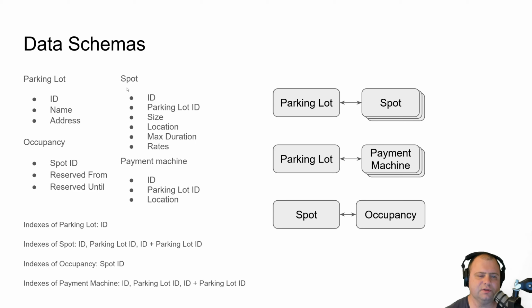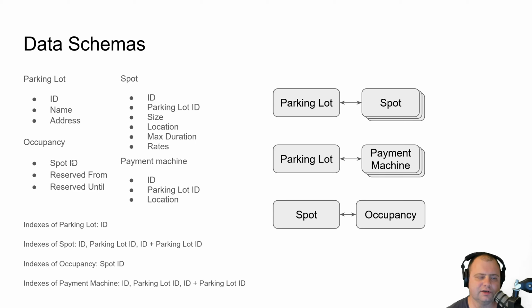Then there is a spot, which has the most. So we have an ID, some parking lot ID as a foreign key, size, location, maximum duration, some rates information. Then occupancy, it's for a spot ID, and reserved from, reserved until. It's a pretty simple system.